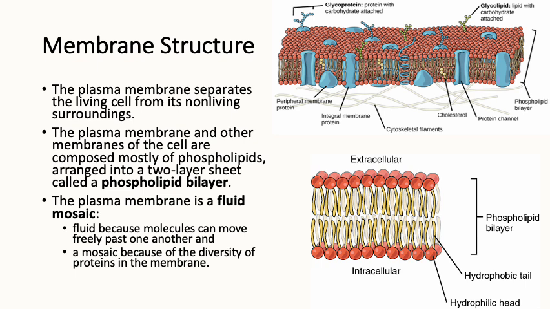Embedded within this bilayer are proteins that carry out specialized functions such as transport, signaling, and cell recognition. Because the components can move laterally, the membrane is described as a fluid mosaic, highlighting both its flexibility and its complex composition. The plasma membrane structure directly explains how it functions.